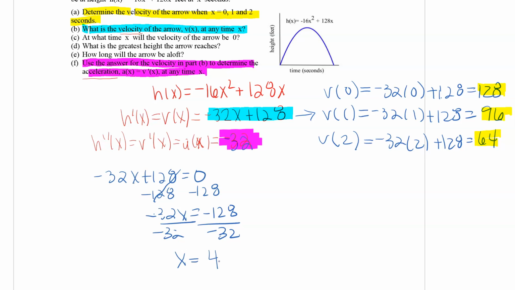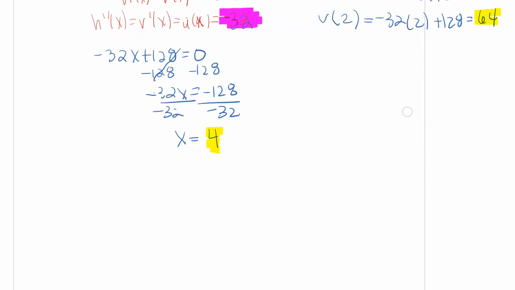What is the greatest height the arrow reaches? So we've got A, B, and C here, and now we're on part D. For D and E, we're going to have to veer away a little bit from our derivatives, because we're talking about heights, or how long it will be aloft. And so we're just going back into our position function. Let's just remember what that was.